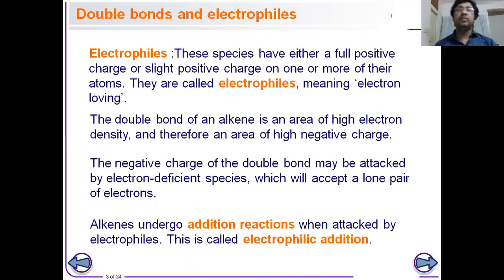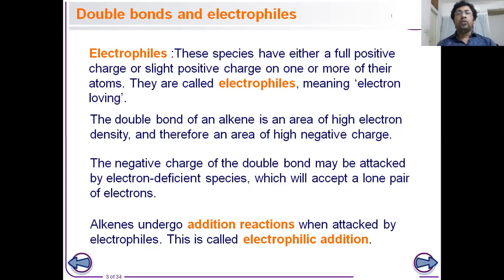So as it has a deficiency of electrons, it will attack the species which has more electrons. That means it loves to attack the species, as I have already mentioned, which have more electrons. So these electrophiles are also called electron loving species, and electrophiles will have a full positive charge or a partial positive charge.